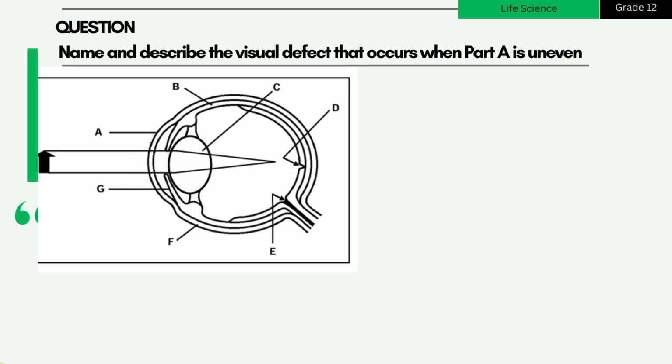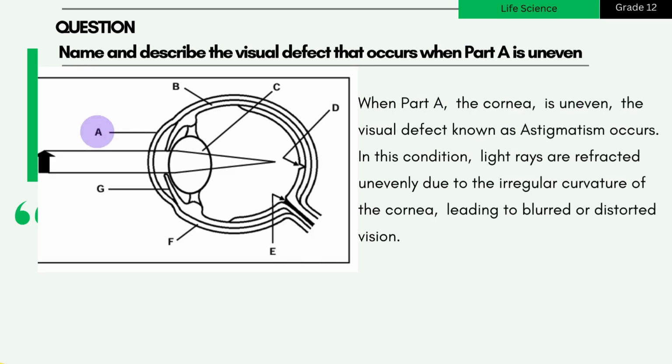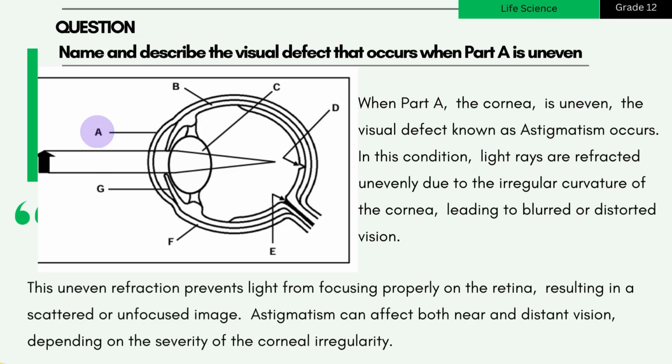Question: name and describe the visual defect that occurs when part A is uneven. When part A, the cornea, is uneven, the visual defect known as astigmatism occurs. In this condition, light rays are refracted unevenly due to the irregular curvature of the cornea, leading to blurred or distorted vision. This uneven refraction prevents light from focusing properly on the retina, resulting in a scattered or unfocused image. Astigmatism can affect both near and distant vision, depending on the severity of the corneal irregularity.